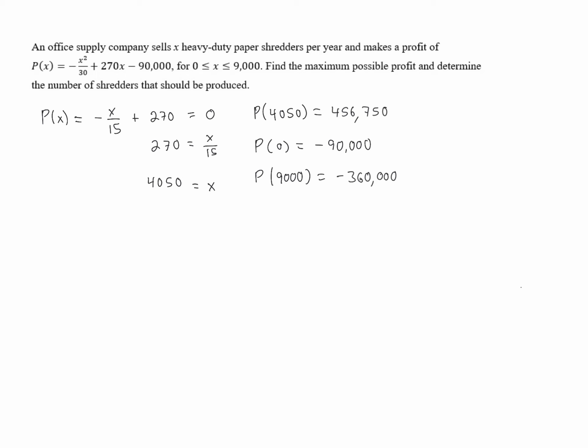So we were asked to find the maximum possible profit and the number of shredders that should be produced. So the maximum profit is $456,750, and 4,050 shredders should be produced. And that's that.